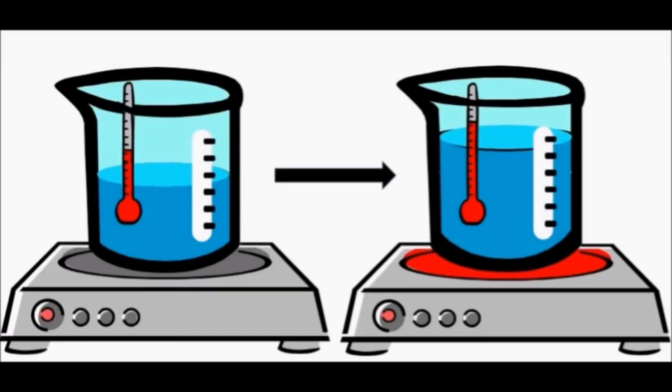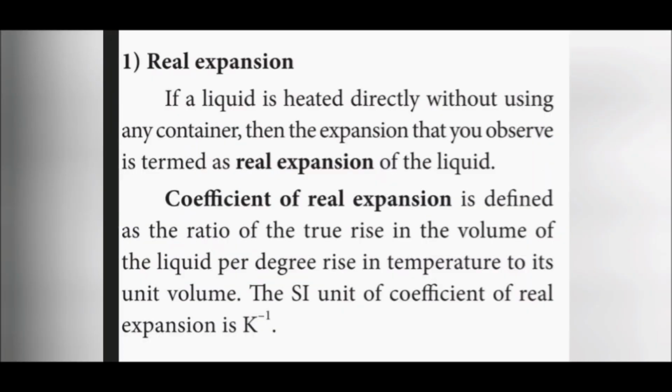Expansion of liquid. When a liquid is heated, it is done by keeping the liquid in some container and supplying heat energy to the liquid through the container. The thermal energy supplied will be partly used in expanding the container and partly used in expanding the liquid. Thus, what we observe may not be the real expansion of the liquid. Hence, for liquid, we can define real expansion and apparent expansion.